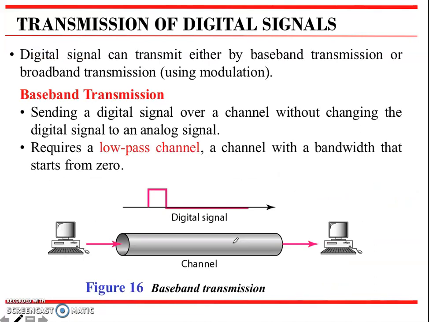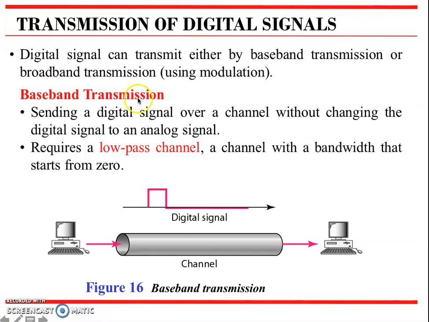Okay, the next part is transmission of digital signal. Tadi kan digital signal, so how we can transmit or send the digital signal from sender to the receiver. Okay, so bila kita nak hantar digital signal ni, kita boleh menggunakan two types of transmission. The first one we call baseband transmission, and another one is broadband transmission.